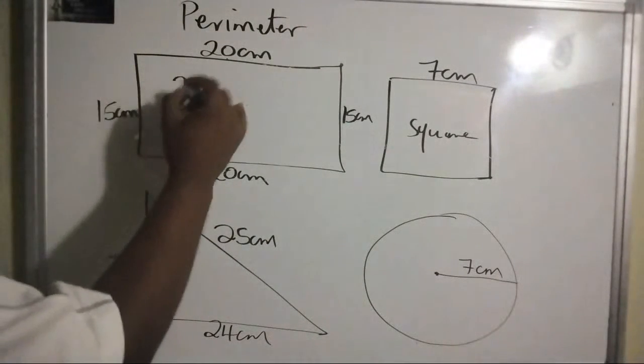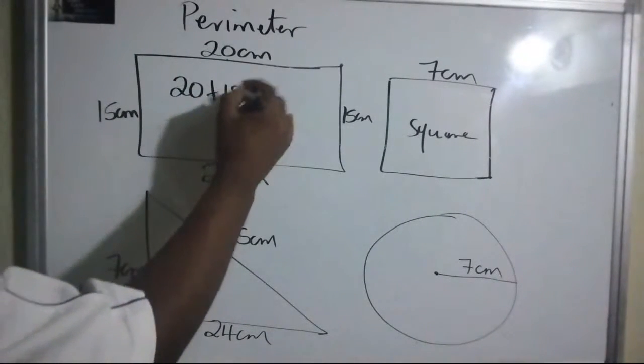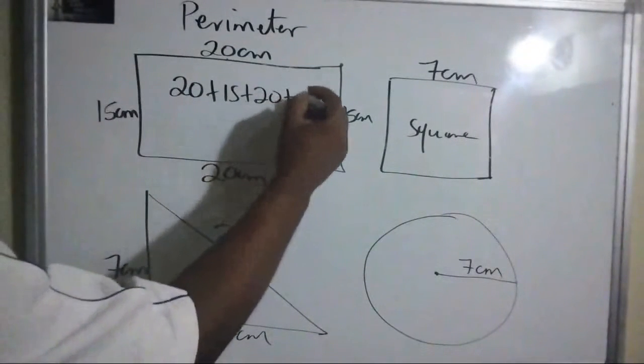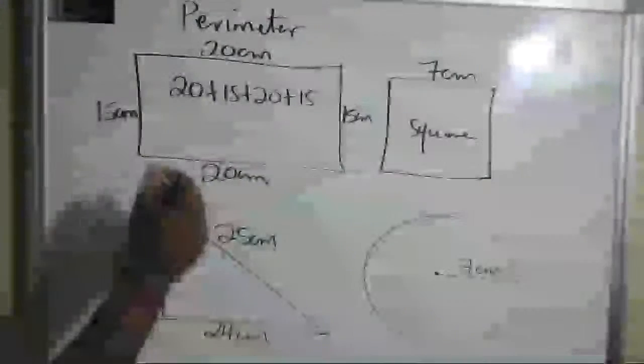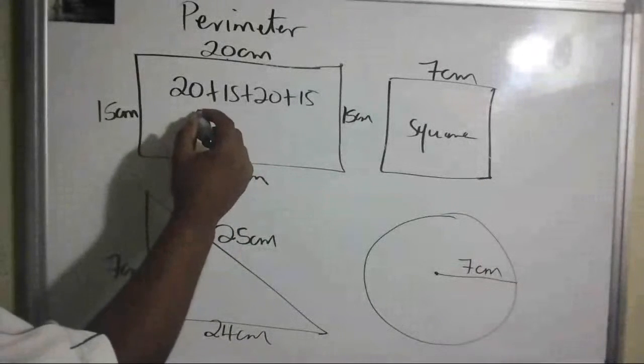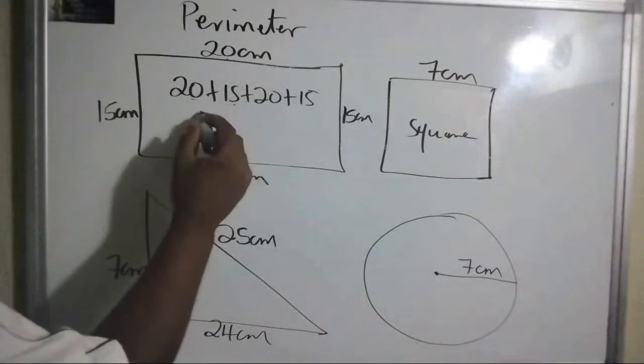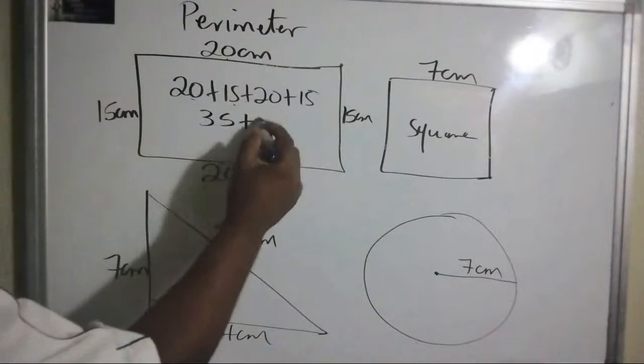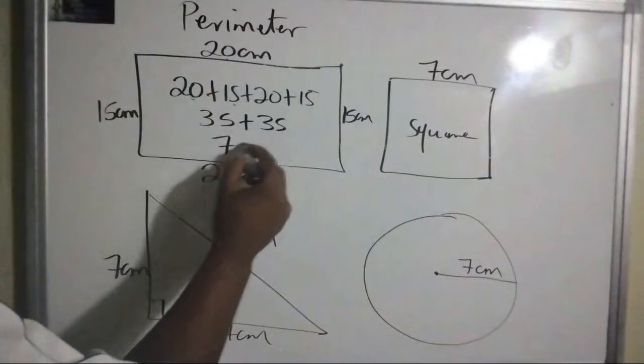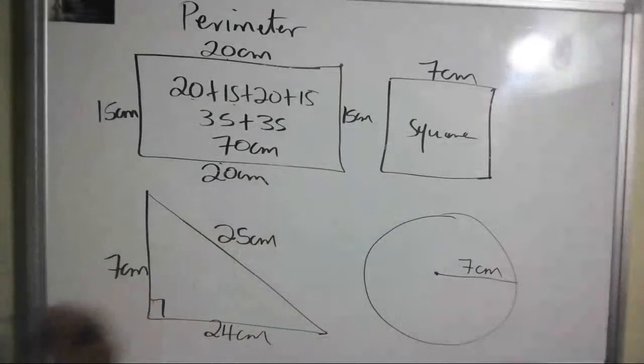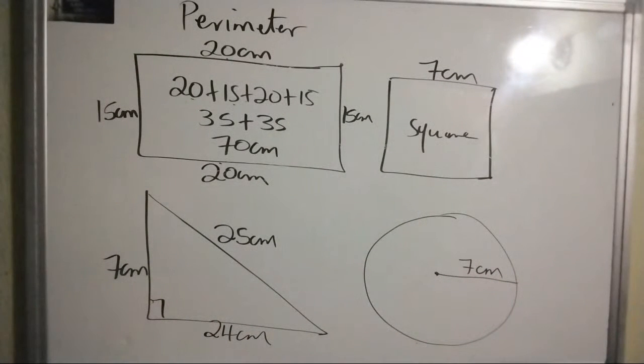So, we can do it the easy way, 20 plus 15 plus 20 plus 15. Four numbers, right? 20 and 20 is 40. Or 20 plus 15 is 35, plus 35 equals 70 centimeters. Notice it's not squared because it's a length.